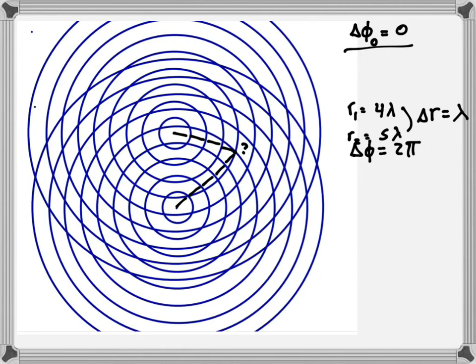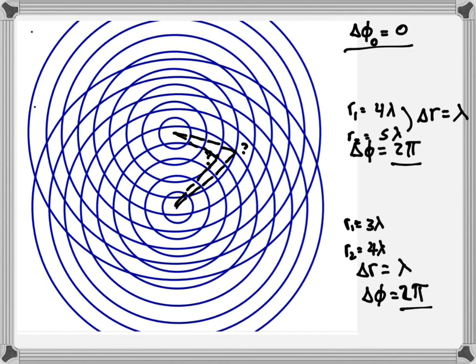What about this point next to it, right there? What is the difference in phase at that point? So we can do the same thing, measure the distance, which in terms of lambda is 3 of them, so 3 lambda. For source number 2, we count and we see that it is 4 lambda, and that point again has a difference delta R of lambda, which gives us a difference in phase of 2 pi. So if you continue to do this at the points that I'm indicating here, you'll find that at all of those points, the difference in path length is lambda, and therefore the difference in phase is 2 pi, all of these points.